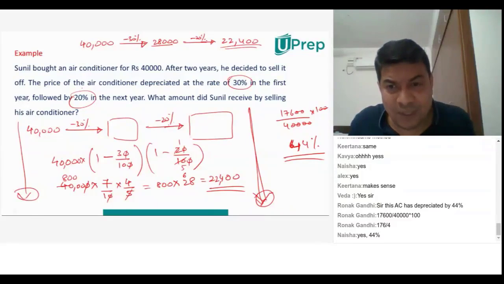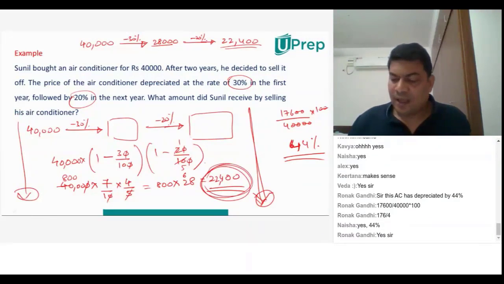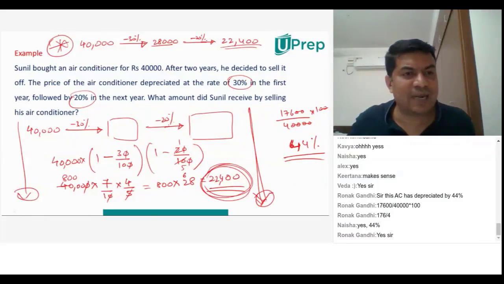But he did not ask you that. He just asked what amount Sunil received by selling his air conditioner. He received 22,400. That's the answer. I hope everyone understood this approach also. If yes, mention yes in the chat box quickly.